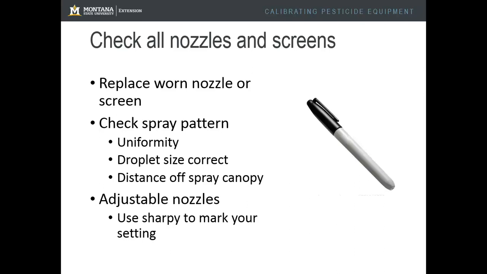You should ensure that the spray pattern is even and consistent while gauging the proper distance of the nozzle from the spray canopy to obtain a desired spray pattern when using hand sprayers. If using an adjustable nozzle, a Sharpie can be used to mark where an adjustable nozzle is set once the desired spray pattern is obtained. When calibrating hand sprayers, always use the same nozzles and filters as when spraying, so replace nozzles and screens if needed prior to calibration.